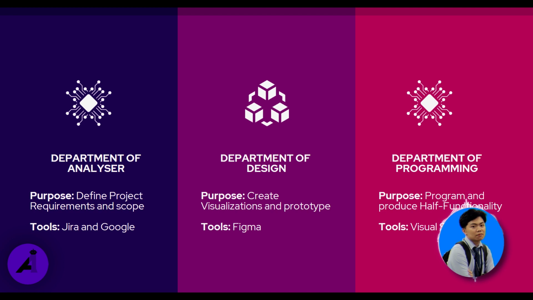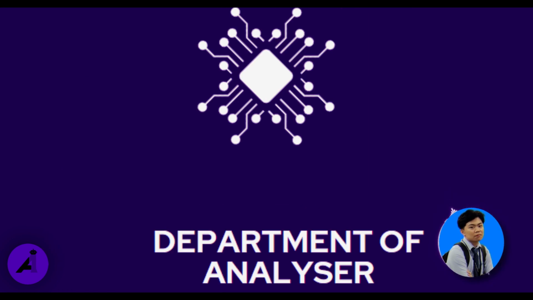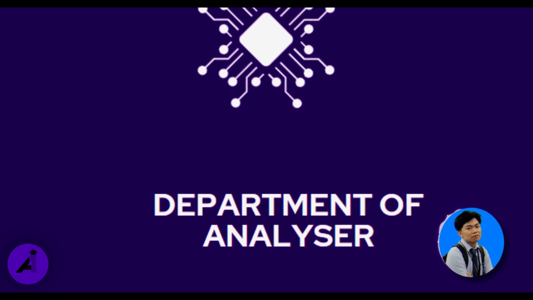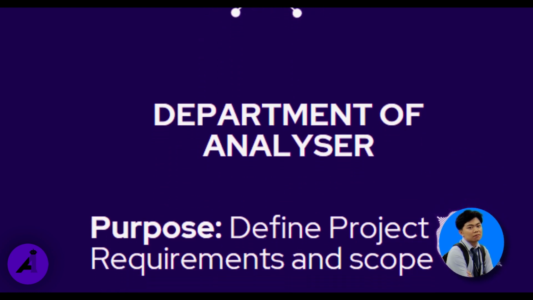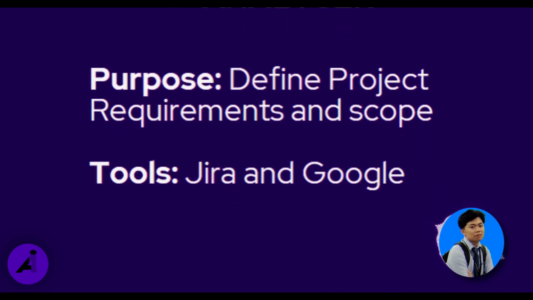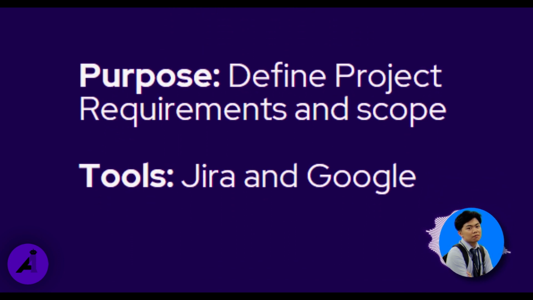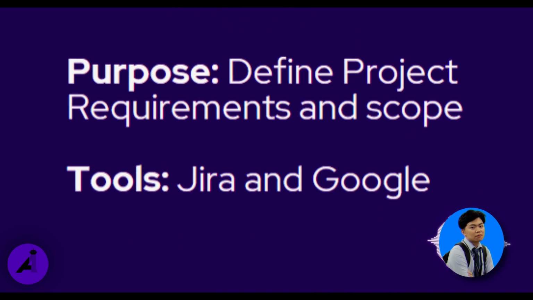Alright, so let's move on. Three departments that I have created. The first of all is the Department of Analyzer, which defines the project requirements and scope. The tool that they use is Jira and Google or any search engine that might help them in their research.